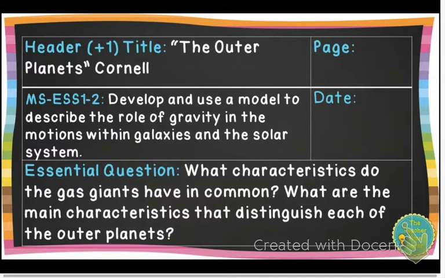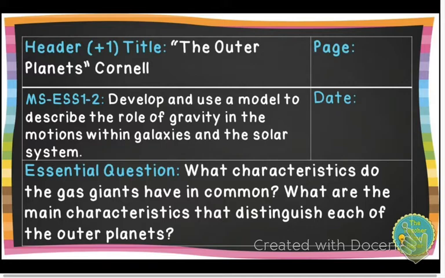At the top where it says header, title, you need to write The Outer Planets Cornell. In the box underneath, there's a blank rectangle box. You need to write MS-ESS1-2. Develop and use a model to describe the role of gravity in the motions within galaxies and the solar system. So you'll probably want to pause it so you can write all of that.